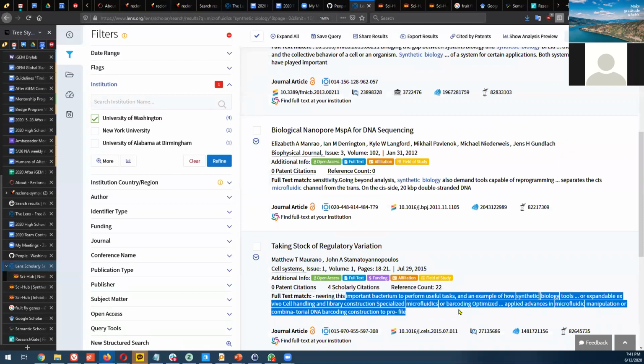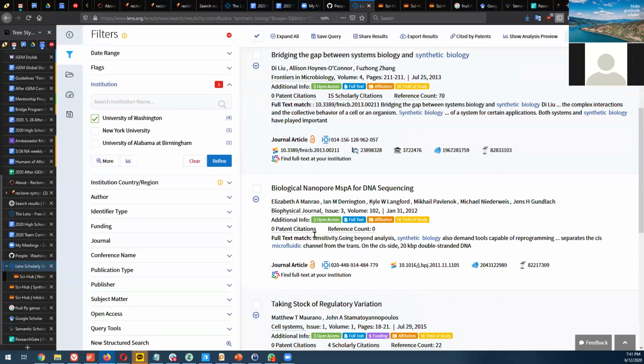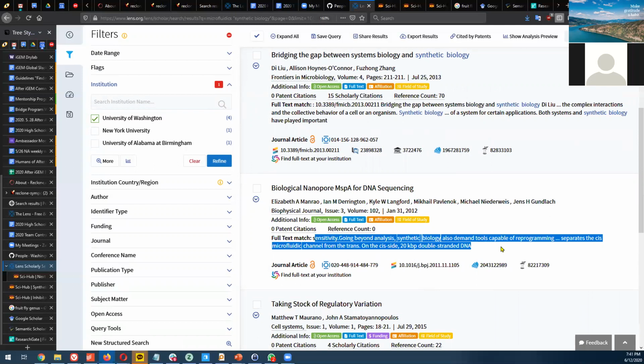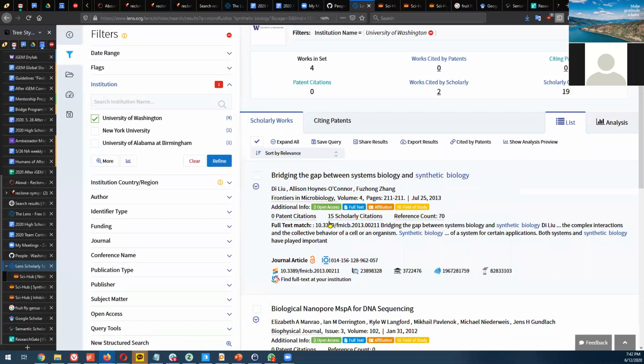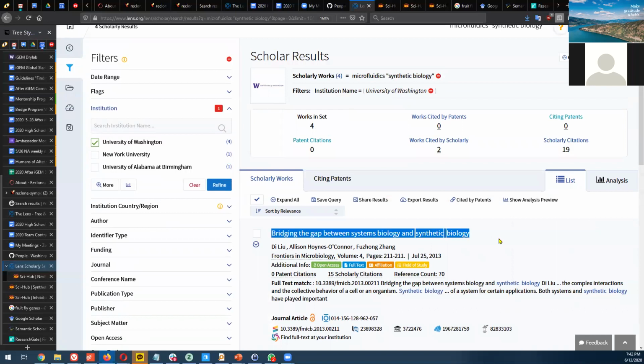This one, I'm not so sure. This one, I'm not sure either, but I know what a nanopore is. Nanopore is not microfluidic, so I'm going to skip that. This one seems like a very broad term, bridging the gap between systems biology and synthetic biology. I'm going to bet that this is a review on systems biology and synthetic biology. I know that systems biology is about computational studies, not about wet lab work. So I'm going to skip this, but what if I didn't know, right?